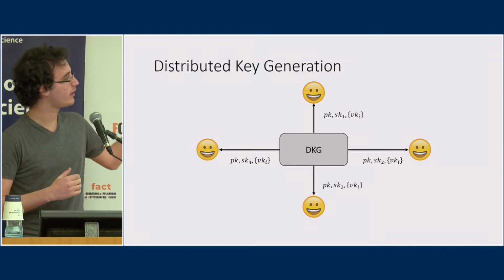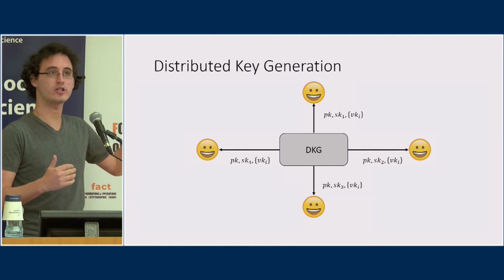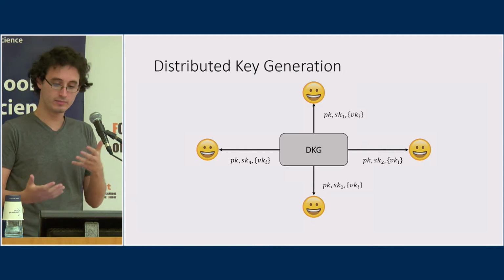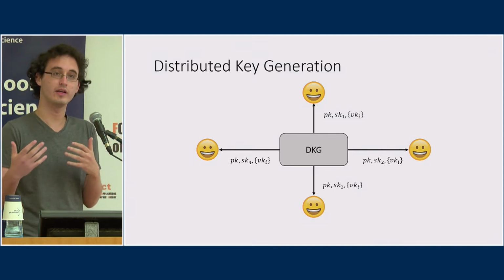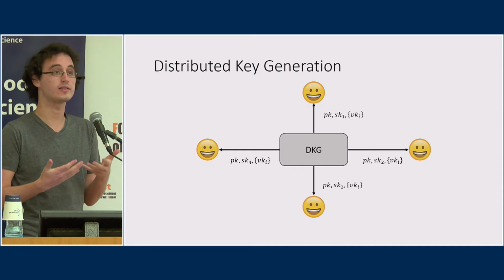And if we think of a PKI, just the general setting isn't enough. We need some structure. We need a relation between the PK and the SKs and the VKs, and we need to be able to generate that in some way.